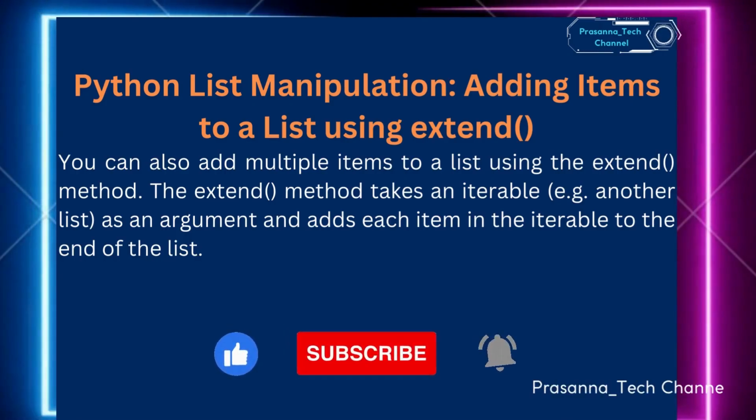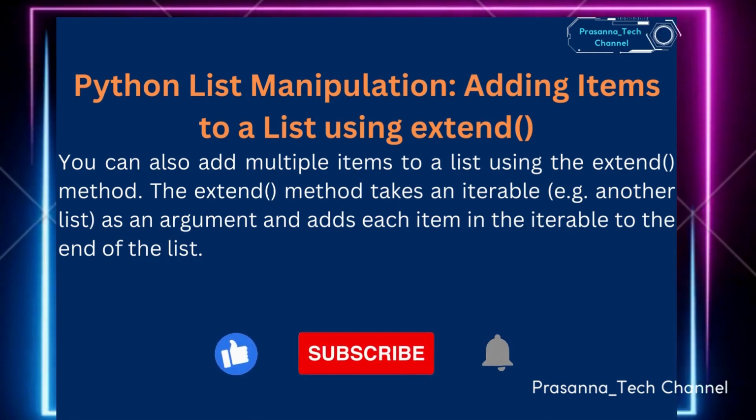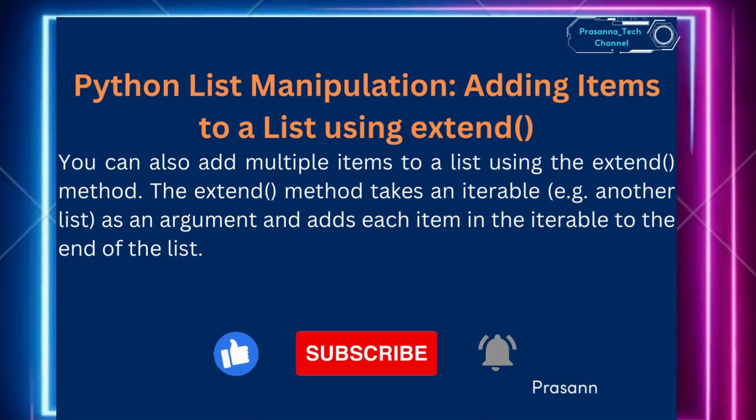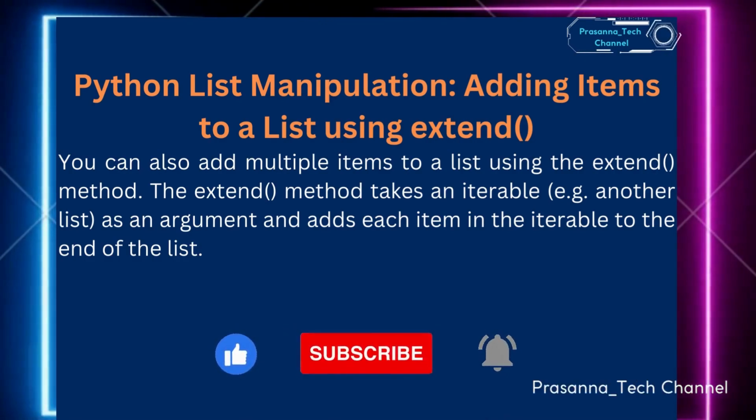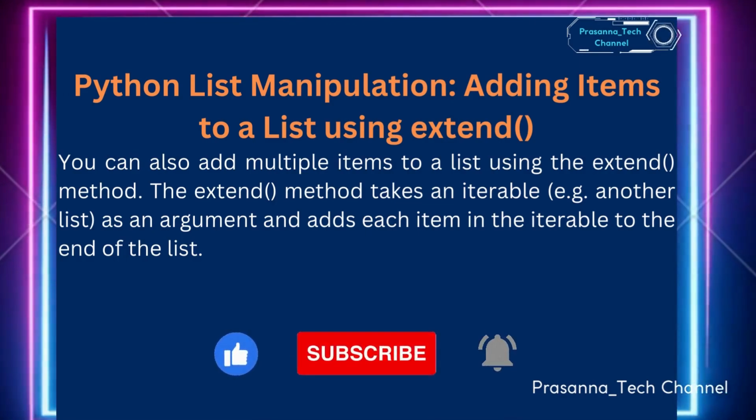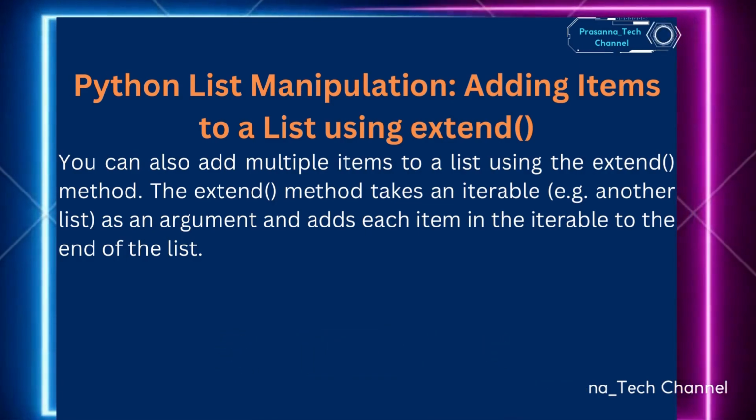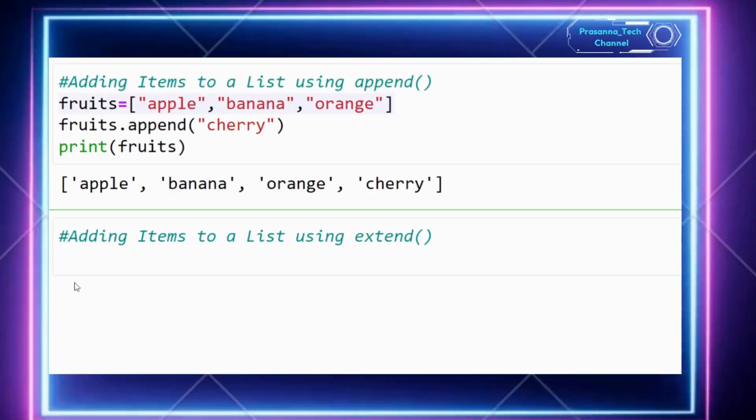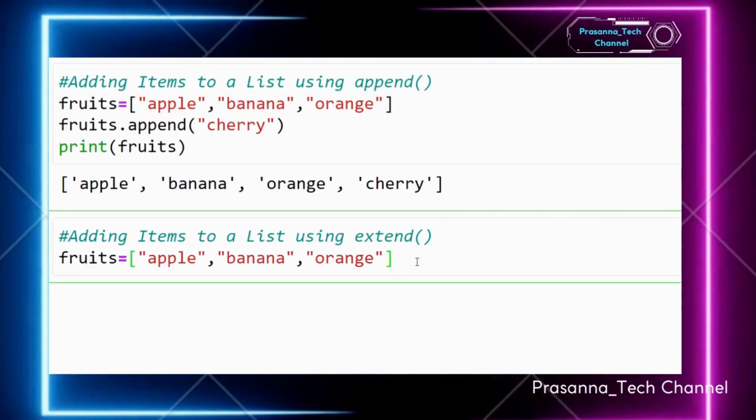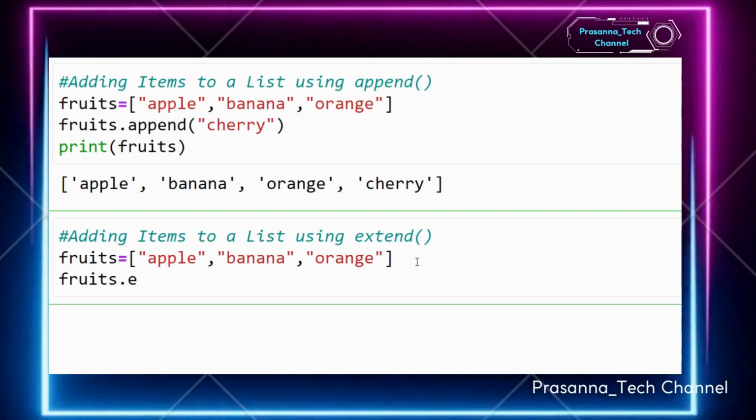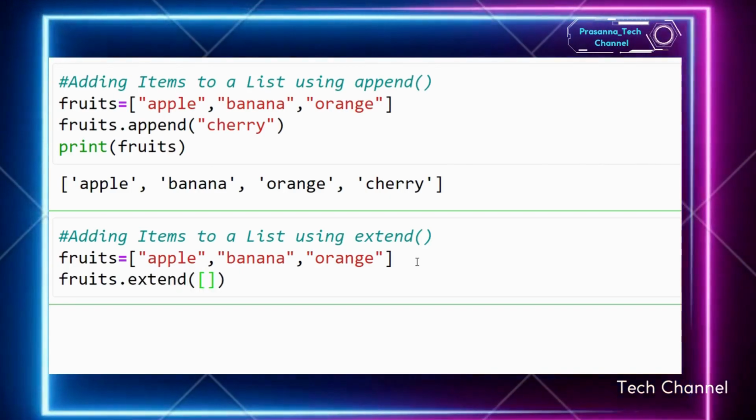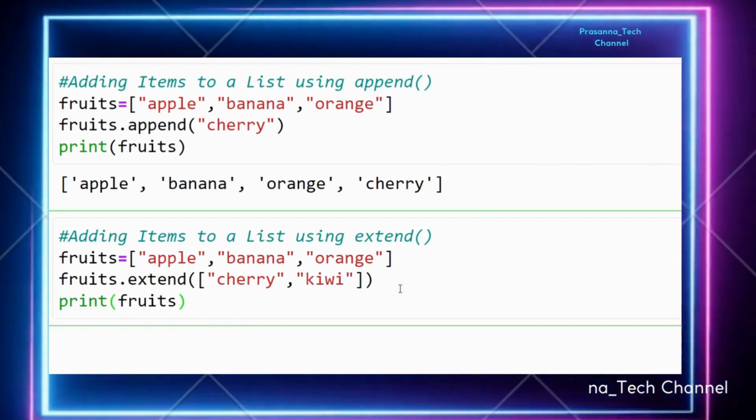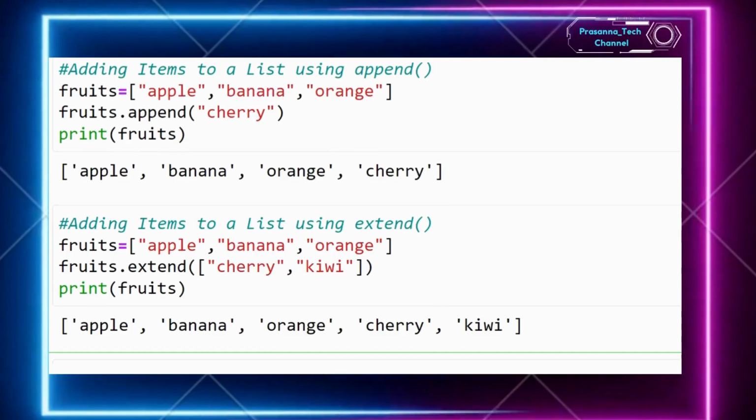Python list manipulation. Adding items to a list using extend. You can also add multiple items to a list using the extend method. The extend method takes an iterable, that is another list, as an argument and adds each item in the iterable to the end of the list. Let's take an example. So I'm using the same example. Fruits equals to apple, banana, orange. Fruits dot extend. I'm creating one more list, cherry, kiwi. Print fruits. And the result is apple, banana, orange, cherry, kiwi.